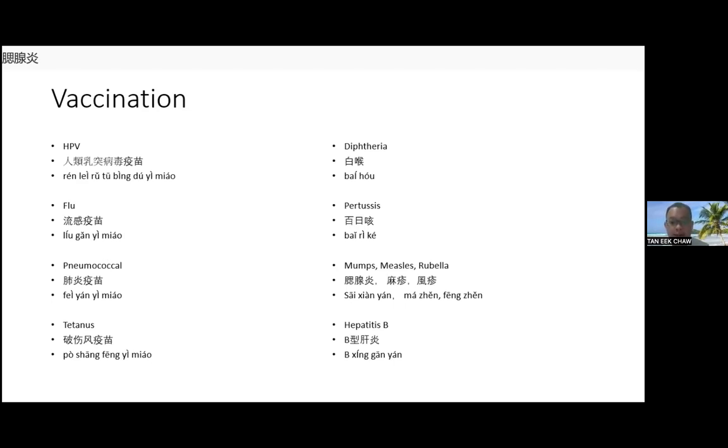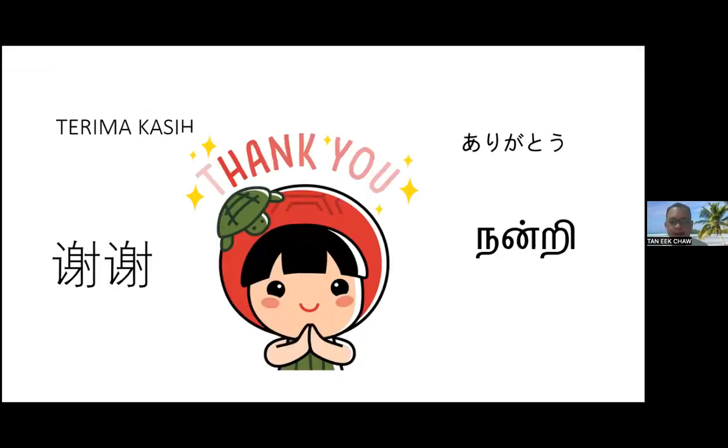So in Chinese, mumps we call 腮腺炎, measles we call 麻疹, rubella we call 风疹. 风疹 is also called German measles, so it's 德国麻疹. I guess it's because rubella started from Germany. Another one, 乙型肝炎, is hepatitis B vaccination. That's it. So any questions?